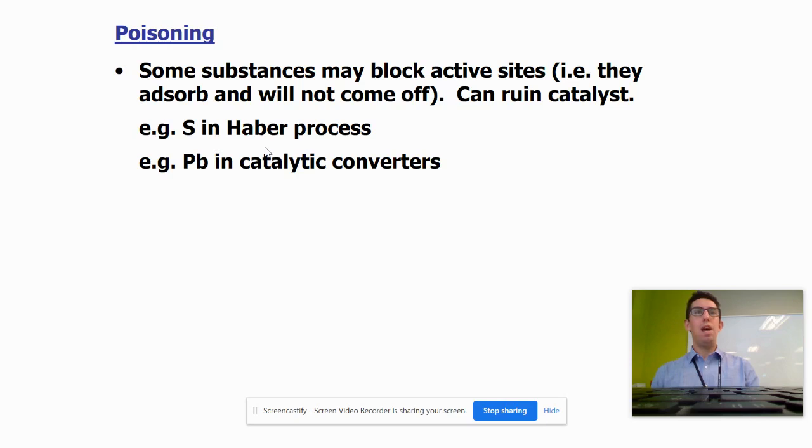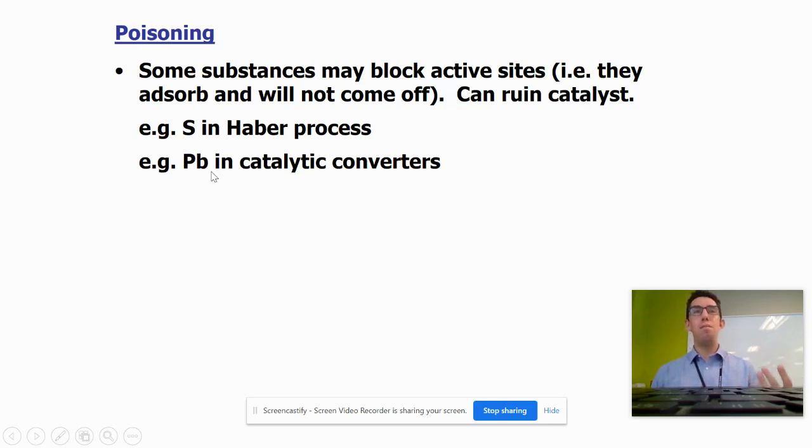They adsorb and react together. Now, if there's sulfur present, the sulfur will adsorb onto the iron catalyst, but it won't desorb. It will block the active site, thus preventing the nitrogen and hydrogen from reacting. The same is the case for lead in a catalytic converter.